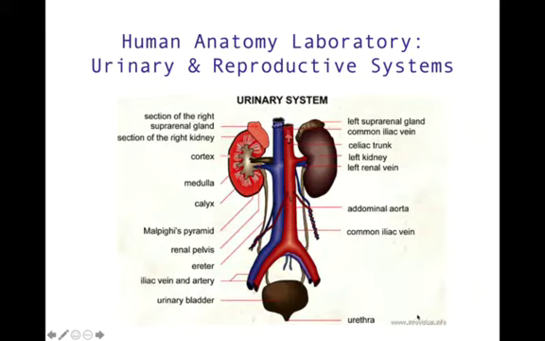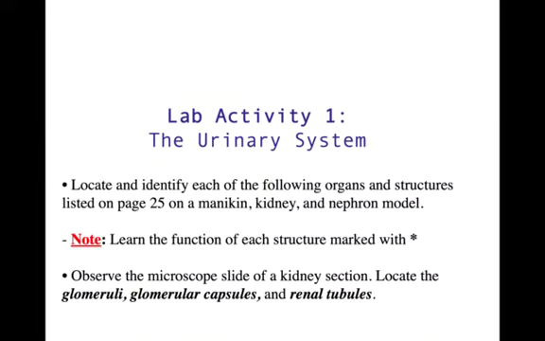All right, guys, this is the last lab of the semester. We're going to be talking about the urinary and the reproductive system lab. Just follow along in your lab manual. You want to take note of where things are on a model. Again, if it has an asterisk at this point, you have to also know the function.